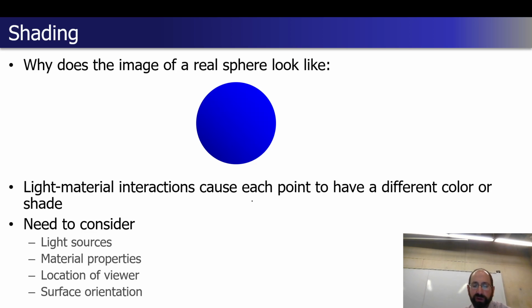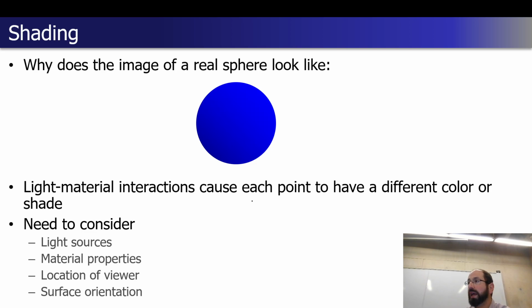Why does a real sphere look three-dimensional? At least in part, the answer is that the way light interacts with the material of our orange or our tennis ball or our globe does cause each point, whether we're thinking vertices or fragments, to have a different color or shade. And so when we talk about shading, that's what we're talking about. How do we determine what the final color should be here?